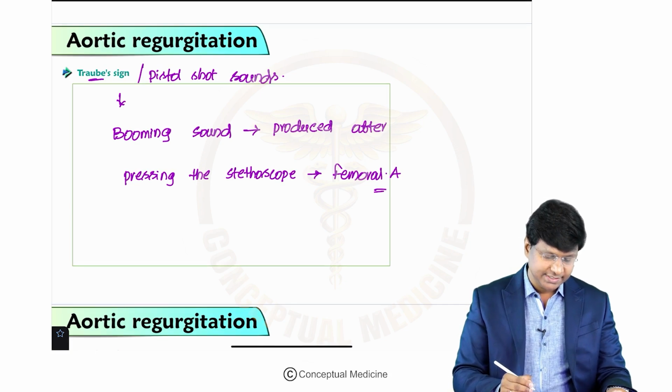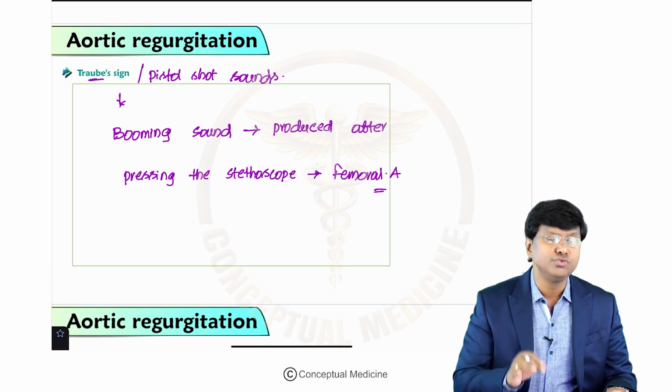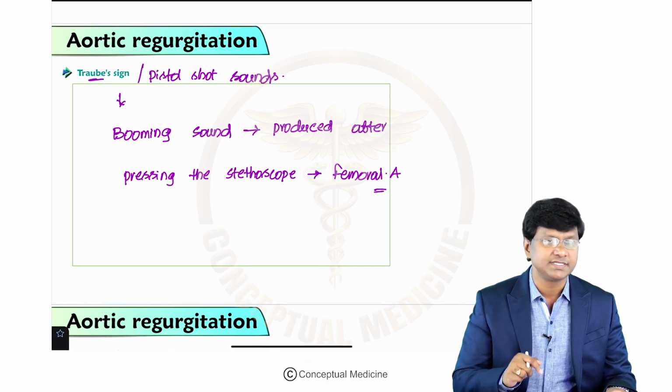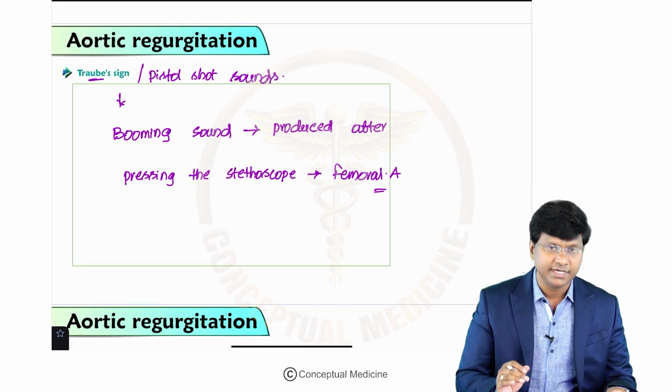That is what is called the Traube sign, or the pistol shot sounds, which is nothing but the booming sound produced after pressing the stethoscope over the femoral artery. That is called the Traube sign. Now, within the lower limbs, we have three more signs.